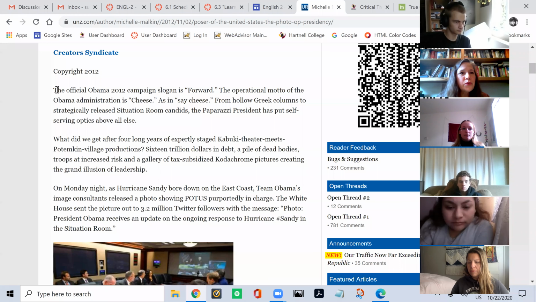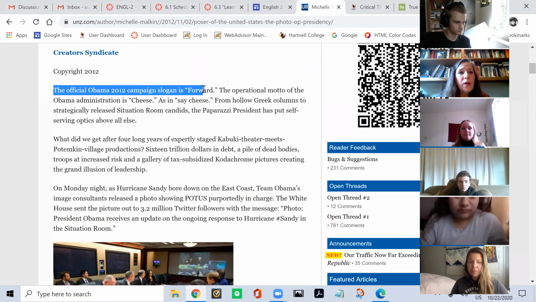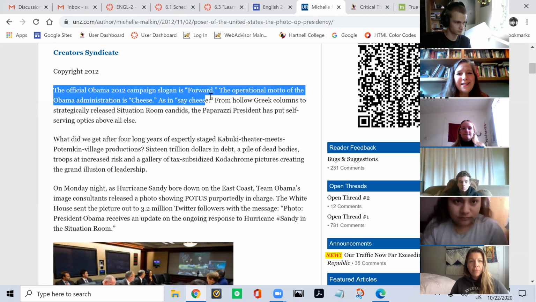All right, let's just look at the first one. The official Obama 2012 campaign slogan is forward. The operational motto is cheese, right? Which is what you say when you get your picture taken. Say cheese, so you smile, right? That's how she's characterizing Obama's presidency and the campaign for his reelection.